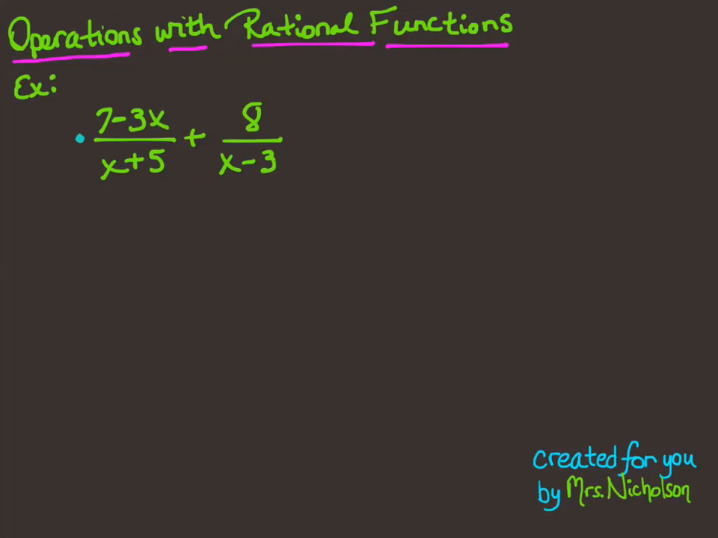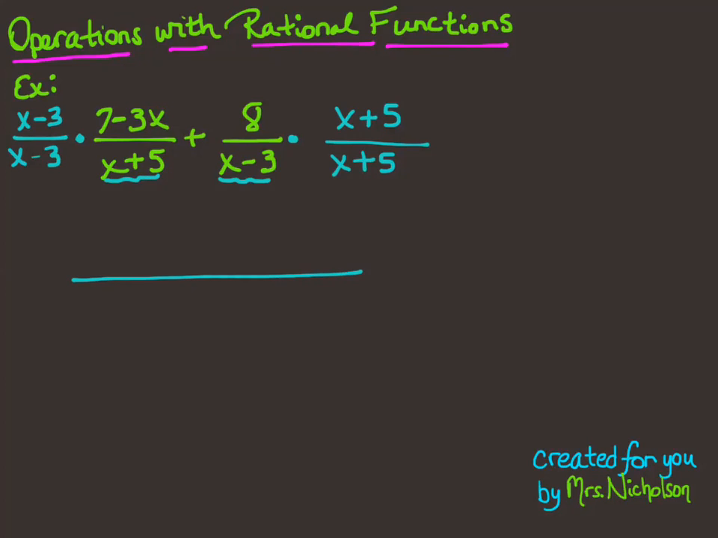So in this first example here, I need to get a common denominator. I'm going to do that by multiplying the fraction on the left by x minus 3 over x minus 3, which is the denominator of the other fraction. And then I'm going to multiply the expression on the right times x plus 5 over x plus 5, again, which is the denominator of the other fraction. So my common denominator will be x minus 3 times x plus 5.